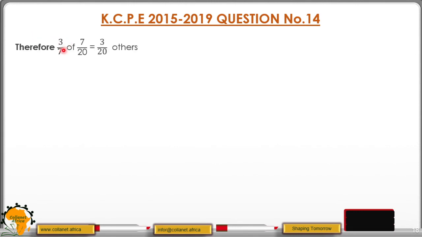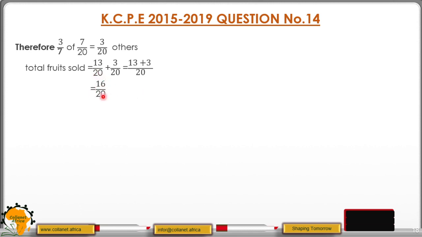So it will be 3/7 of 7/20. You get this multiplication. So 7 by 7 cancels, 3/20. So this was sold to others. Therefore, total fruit sold was 13/20, remember this for motorists and students, and then 3/20 for the others. So total sold was that. So when you add, you're going to get 16/20.